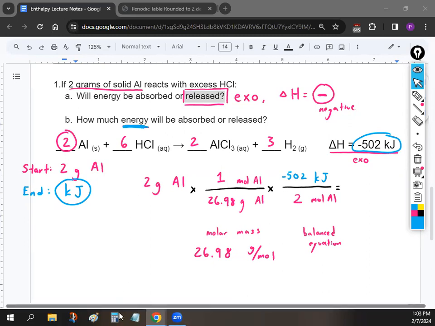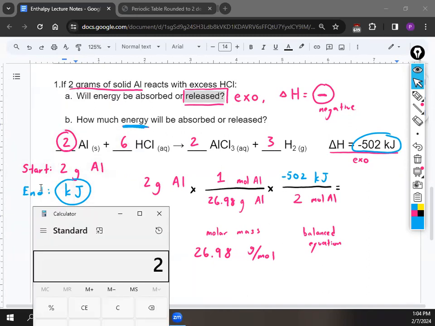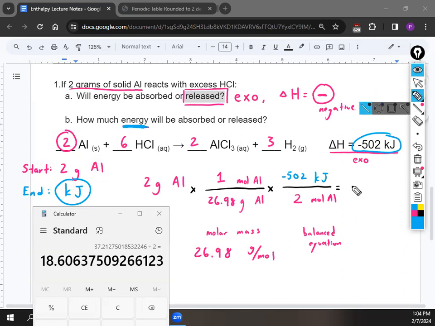All right, let's see if you got the math. So the rules are the same as regular stoich. You multiply the top, divide the bottom. So your starting number is 2. There's 26.98 on the bottom, so you're going to divide by 26.98. You're going to multiply that by 502. And then you're going to divide that by 2. And it's a negative number. So your final answer will be negative 18.6 kilojoules.